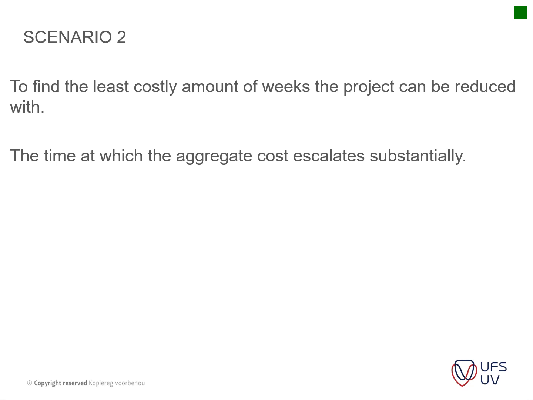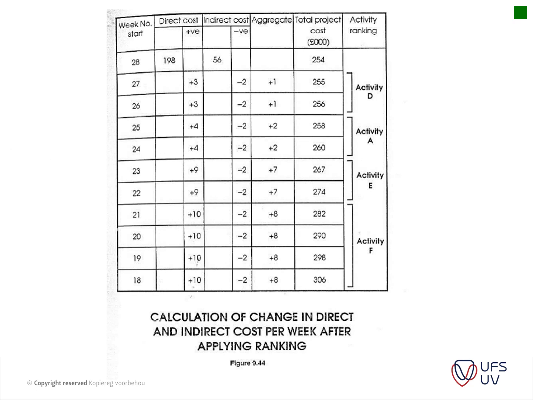Skipping to scenario 2, to find the least costly amount. So this is what I've read two slides ago: the time at which the aggregate cost escalates substantially. Okay, so that's just the summation of it. So what we've got is our normal direct costs and our indirect costs, which has our total cost at 254,000. Okay, so now let's say we reduce our project by 1 week.